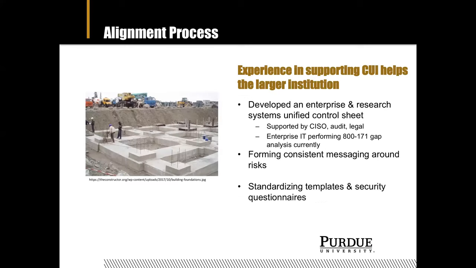So along the alignment process, since the grant started in September, we've already seen benefit in our experiences in supporting CUI helping out the larger institution. We got a quick win by developing an enterprise side and research side unified control sheet, working with the Chief Information Security Officer, Internal Audit, and Purdue Legal, on using that same standard to apply to our administrative systems. So currently, our enterprise IT organizations are performing 800-171 gap analyses on their various systems on the administrative side.